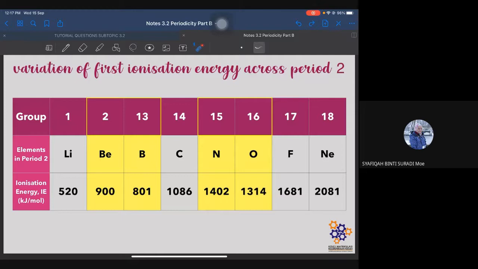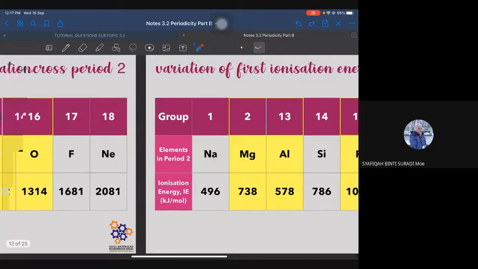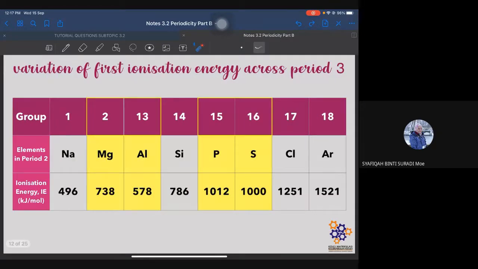Okay, same goes to N dengan O juga. Okay, between group 15 and 16 dekat period tu, sepatutnya increases lah. Sepatutnya oxygen dia ada more IE compared to nitrogen. But dia punya oxygen punya IE is slightly lower compared to nitrogen. So, same goes to dekat period 3. So, dekat sini between magnesium and aluminium, sepatutnya more than 738, but appears that aluminium dia punya IE lower than that. Okay, sama juga dengan phosphorus dan sulfur, dia tak ikut trend lah.